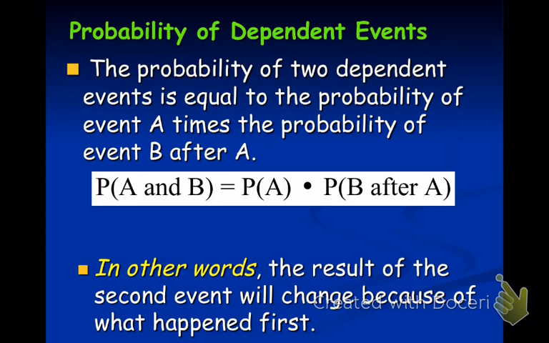So here's a definition. The probability of two dependent events is still equal to the probability of the first event times, so we're still multiplying, the probability of the second event after A has occurred. So it's just not P of the second event. You've got to make sure you remove what was taken out or changed, whether it was a deck of cards or a bag or whatever else you could have had. In other words, the result of the second event will change because of what happened first.